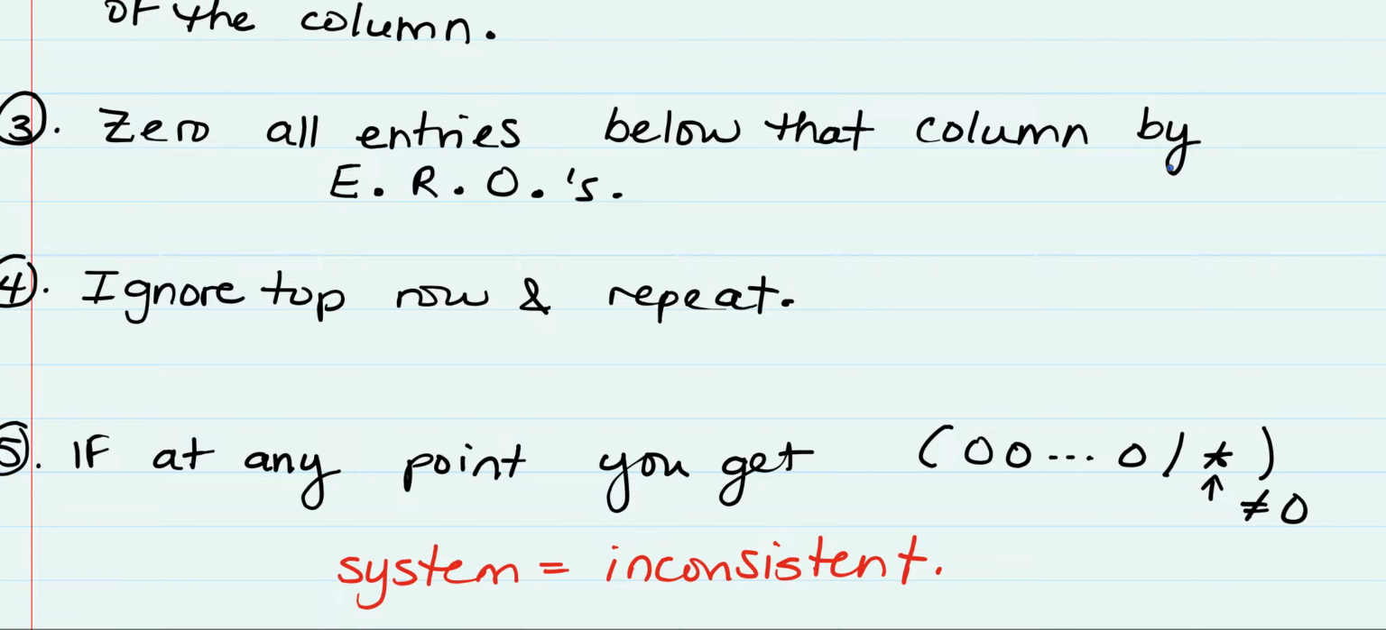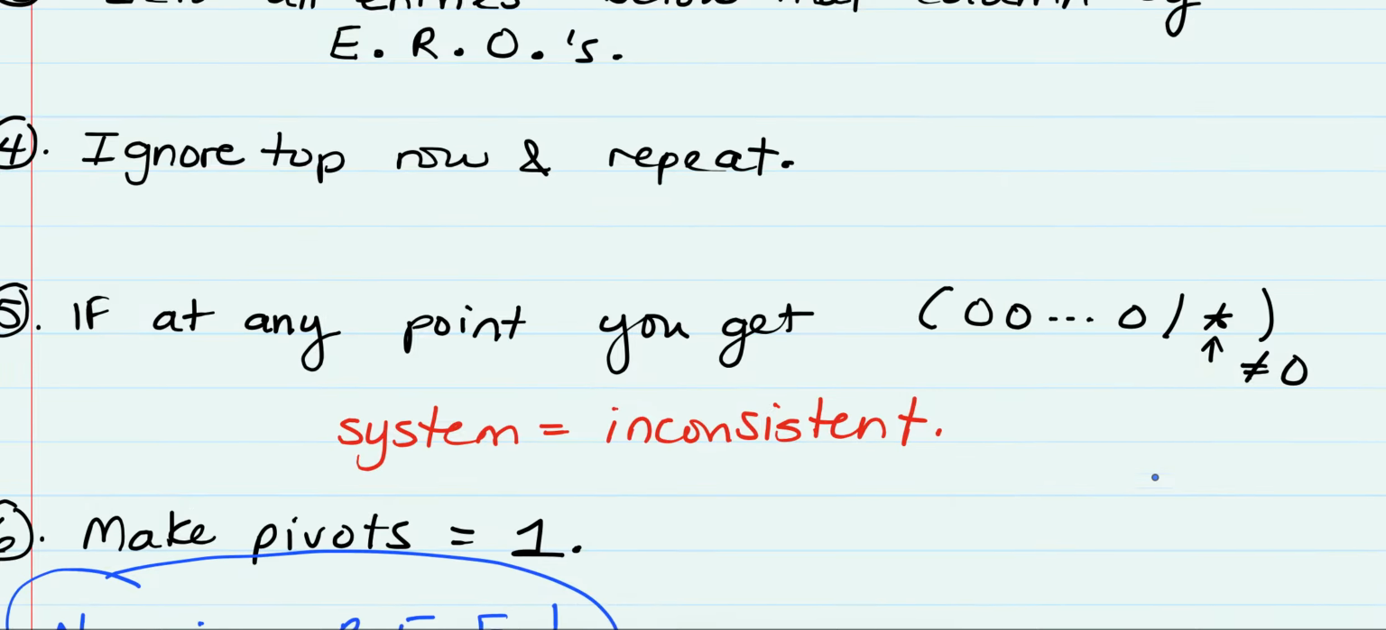So if you're working with an augmented matrix, at any point you get a row of zeros equal to a number that's non-zero, that means you have an inconsistent system. So here you could just stop and say, particularly if you're trying to find the solutions to the system, you just say this system is inconsistent. Now if we don't have an augmented matrix, if this is just a regular matrix, you don't have to worry about systems being inconsistent or not.